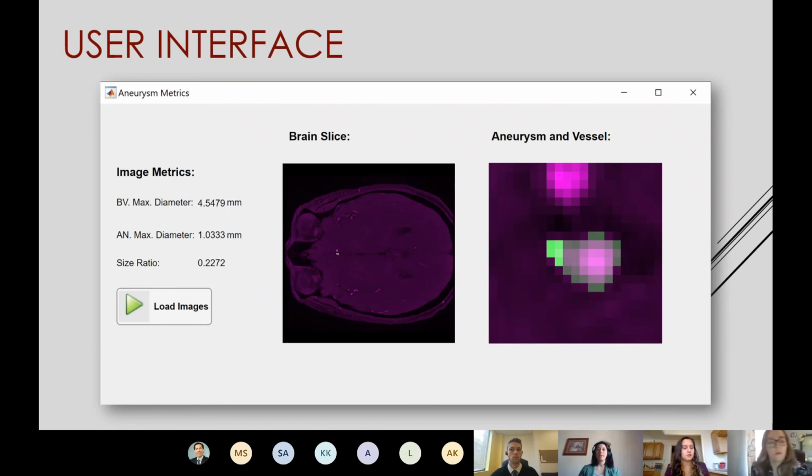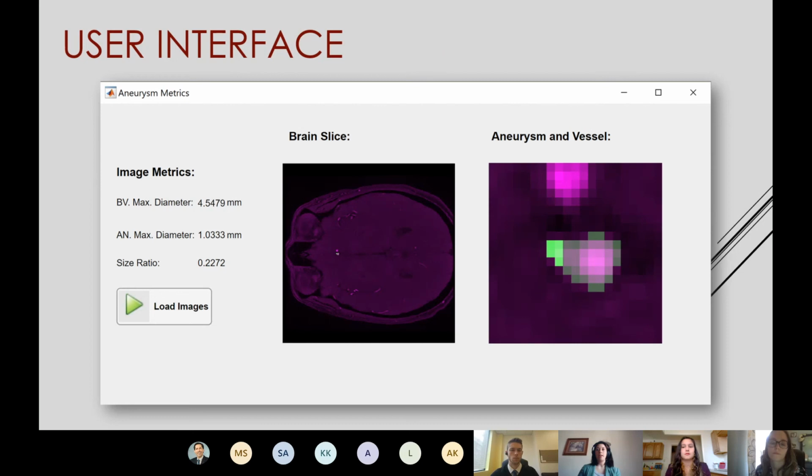So to output our metrics and images, we created this user interface. It outputs the three metrics, which are the maximum diameter of the blood vessel, the maximum diameter of the aneurysm, and then the size ratio between the two. We also display two images.